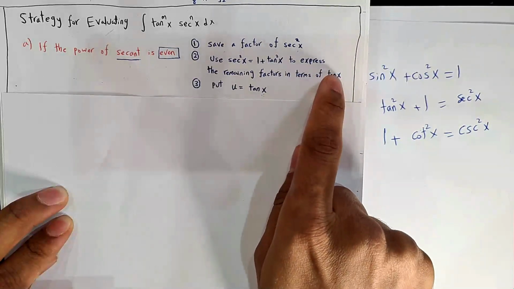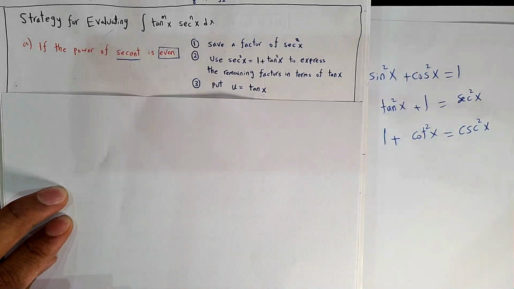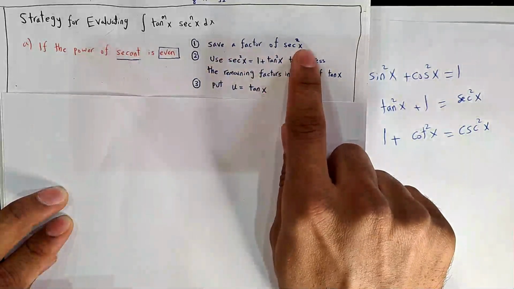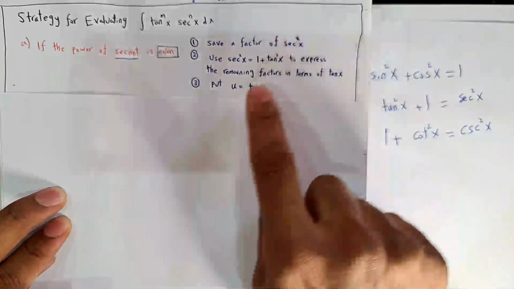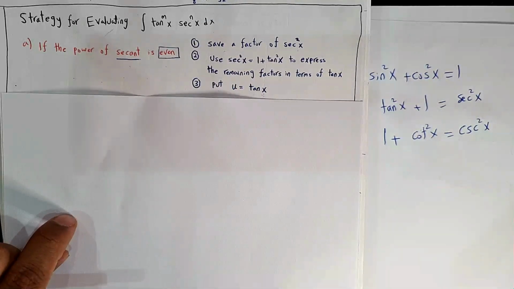Why did we do this? Because I am looking for the substitution u equal to tan x. I repeat myself. Once you take a factor of secant square, this is your derivative. So the original function will be your substitution, which is u equal to tan x.